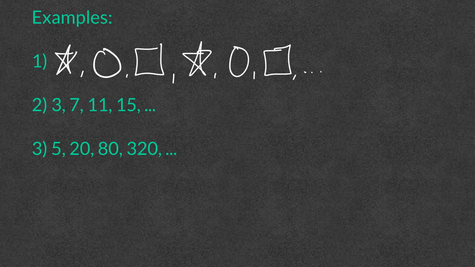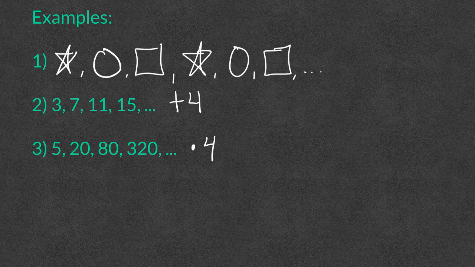You have 3, 7, 11, 15. Can you identify the pattern? The pattern is simply adding 4 each time. Try example number 3. 5, 20, 80, 320. What's the pattern? This one is simply multiplying by 4.